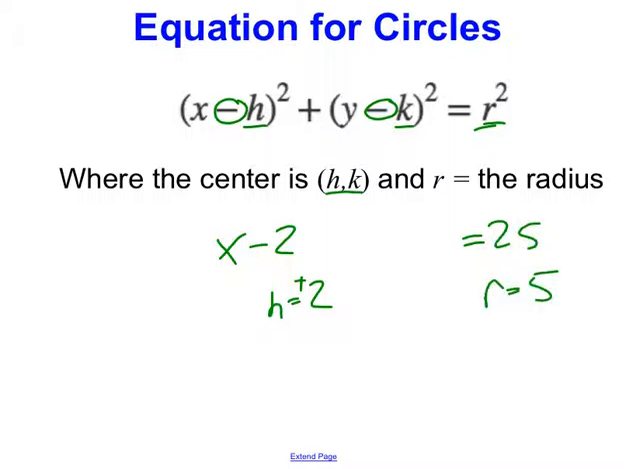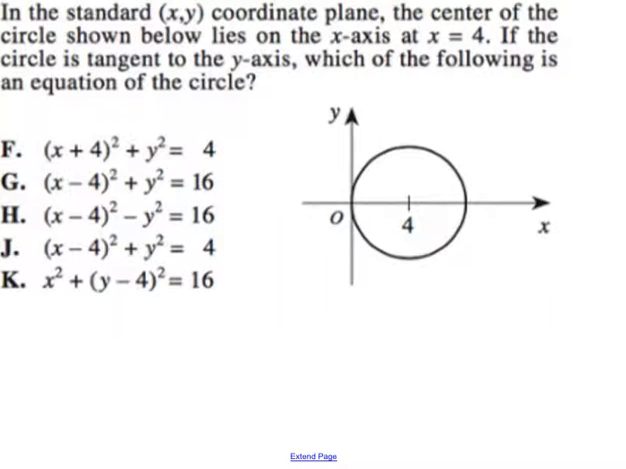What they have you do on the ACT is write equations or match graphs or really anything relating a graph or a scenario where they give you a center and the radius to an equation. So it says for our standard graph in the coordinate plane, the center of this thing is at 4. That means my x is positive 4, so looking at these equations, it needs to be x minus 4 because it's x minus h. If h is 4, that means it's x minus 4. So F is gone because that's plus.